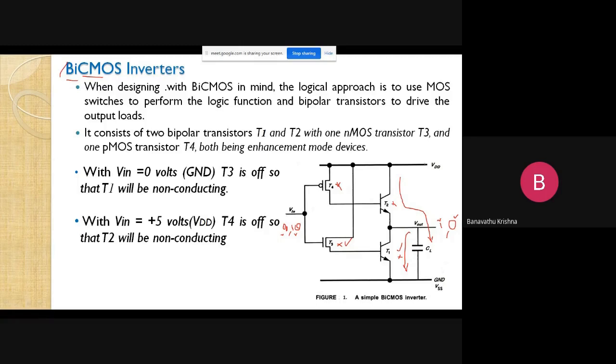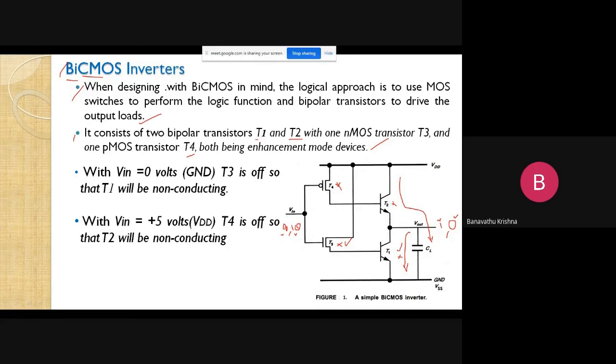Before going to the drawback, we want to go through these points. When designing with BiCMOS in mind, the logical approach is to use MOS switches to perform the logical function, and bipolar transistors to drive the output loads. These act as drivers. Next, it consists of two bipolar transistors T1 and T2 with one NMOS transistor, T3, and one PMOS transistor, T4, both being enhancement mode devices.